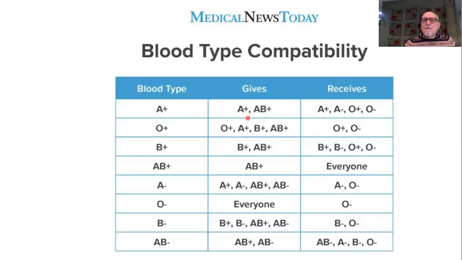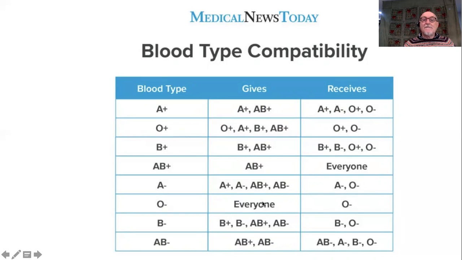Okay, so this just gives you the summary of who can donate to who. If you're A positive, you can donate to A positive, obviously, and to AB positive as well. And you can receive from all of these groups: A positive, A negative, O positive, and O negative, and so on and so on. O positive can give to all of these as long as they are positive.